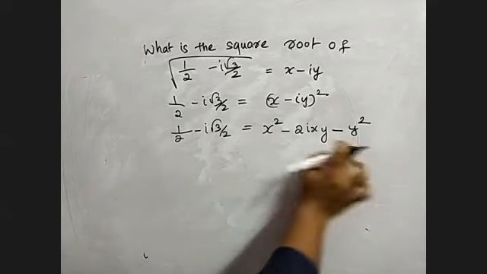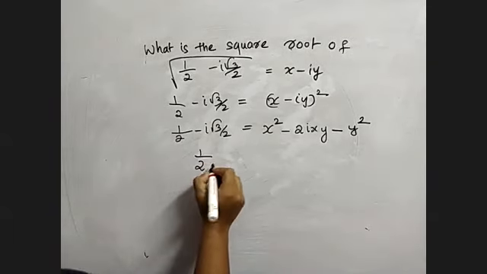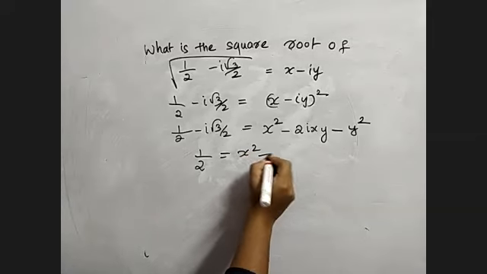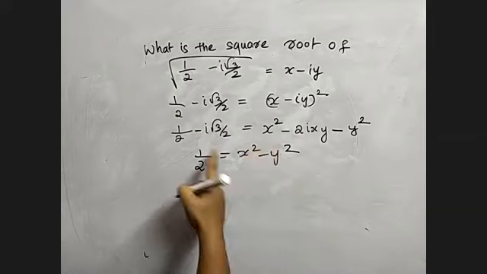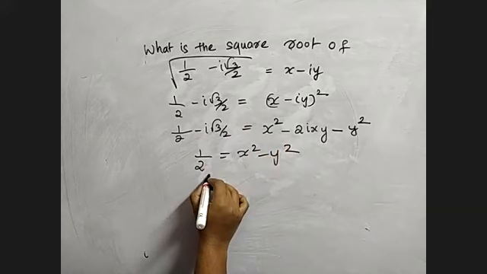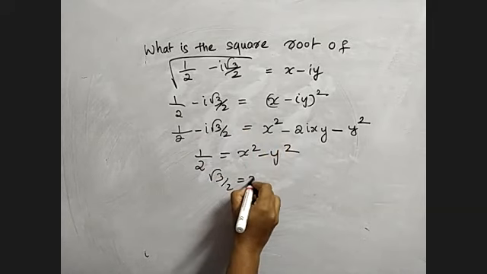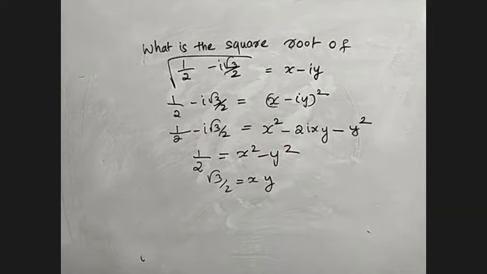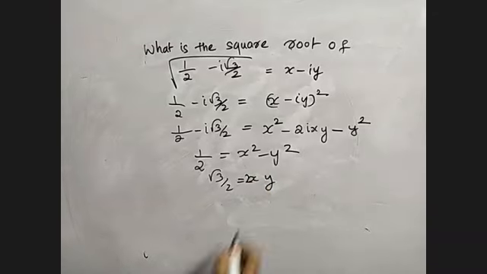Okay, now you compare the real and imaginary part. 1 by 2 is equal to x square minus y square. This part we are comparing. Root 3 by 2 is equal to 2xy.